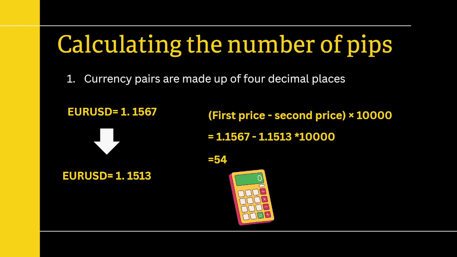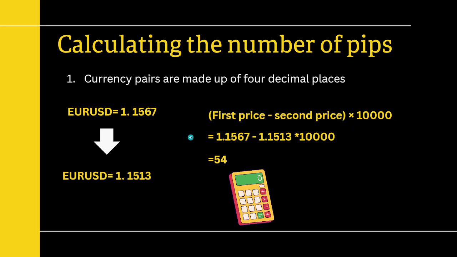The first calculation we'll talk about is for the currency pairs that are made up of 4 decimal places, for example, Euro USD. The formula here is that you take the first price, you subtract the second price, and you multiply it by 10,000.